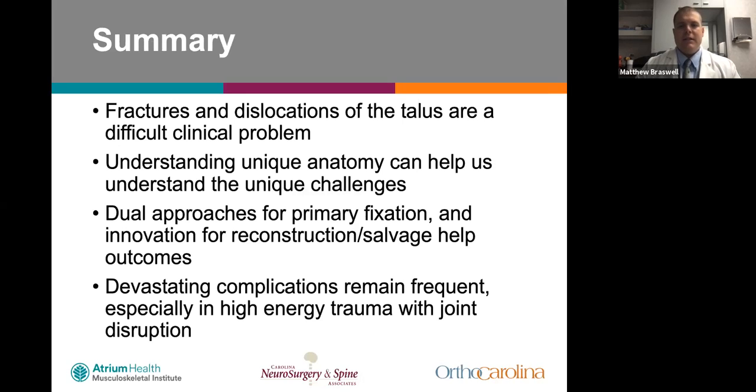So in summary, these fractures and dislocations about the talus are a difficult problem, but if we understand the anatomy, we can understand some of these challenges and where they come from. Often for primary fixation, you're looking at dual approaches, and there are a lot of innovations for reconstruction and salvage procedures to help long-term outcomes. Unfortunately, you can continue to have devastating complications, especially with high energy trauma and multiple joint disruption.